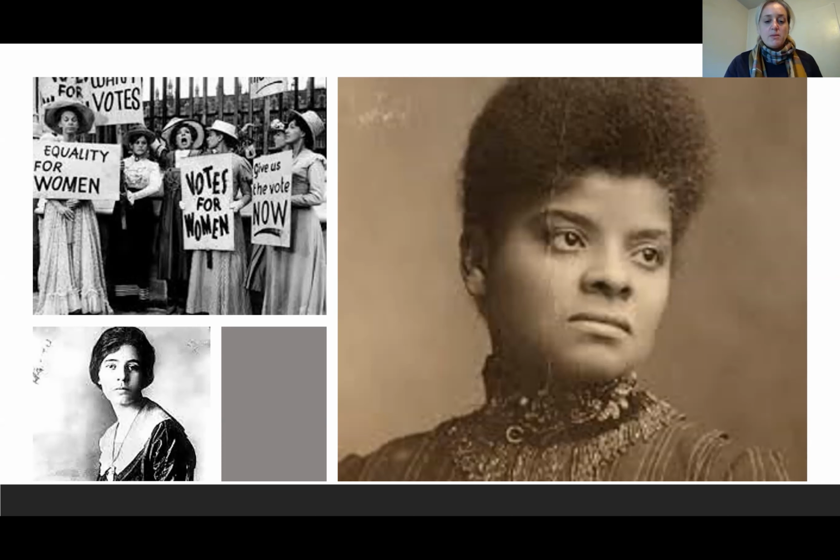The 17th Amendment, the ratification of the 17th Amendment represents governmental reform on both the federal and state levels. The 17th Amendment would call for a direct election for federal senators. So as you recall, we recently had a Senate race here in the state of Texas between Ted Cruz and Beto O'Rourke.